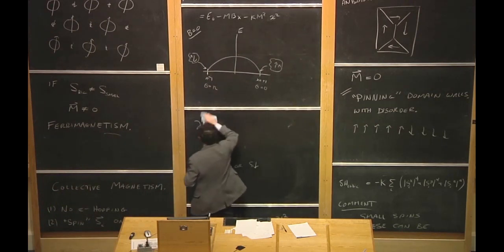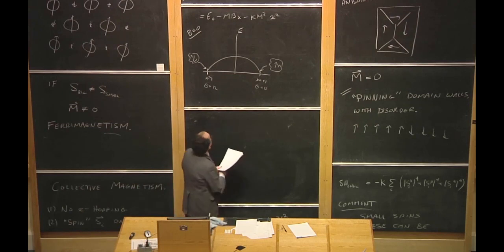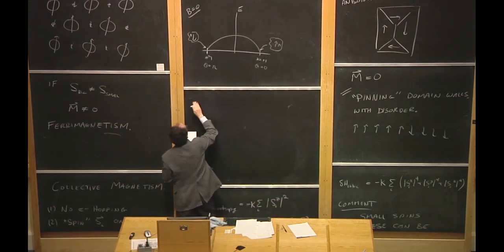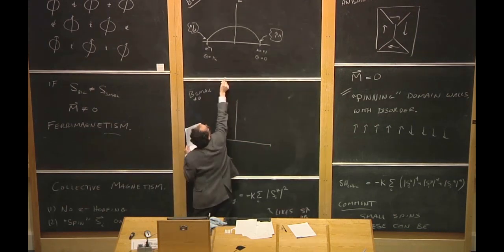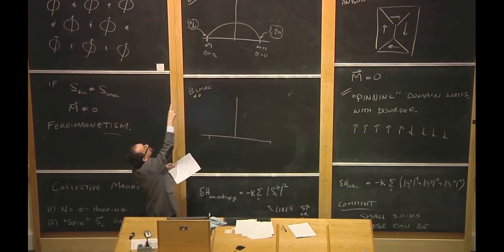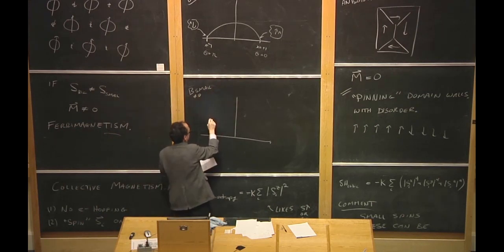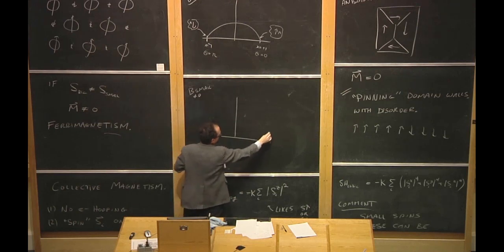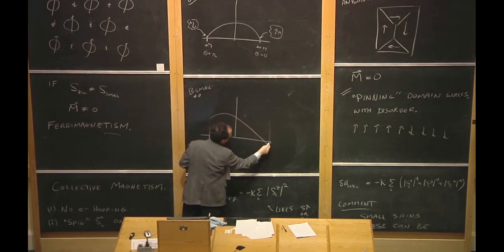Okay, now let's add a non-zero magnetic field. So now we'll let B be small, but not equal to 0. So now let's replot. Again, we have a parabola. It's still quadratic, but the parabola is now shifted because of the linear term in the energy. So the peak of the parabola will not be in the center anymore. It will be off center.